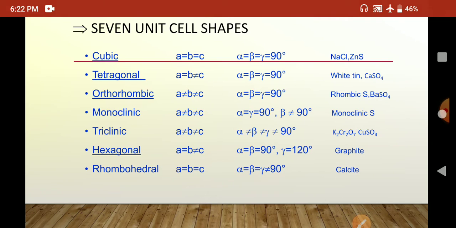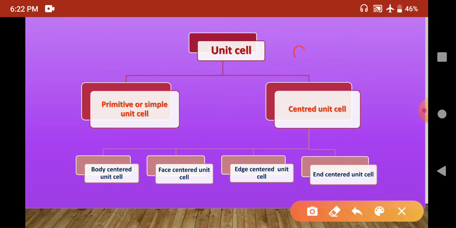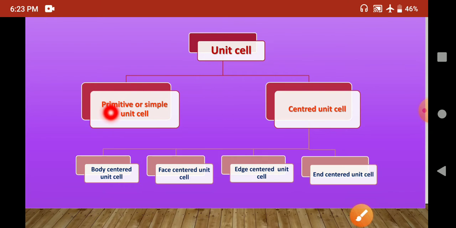Okay, next we move on to the classification of unit cell. The classification of unit cells is 7 types based on the parameters. Okay, next is based on the arrangement of the particle in the unit cell. The unit cells are classified into two types. One is primitive or simple unit cell. Another one is centered unit cell. Okay.